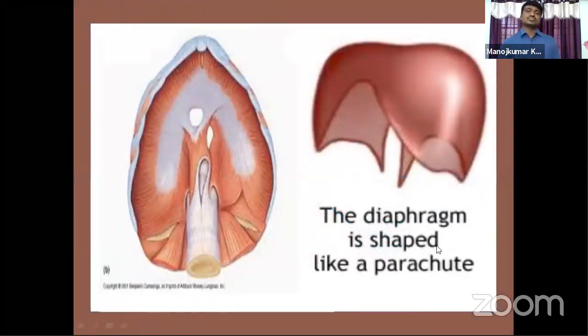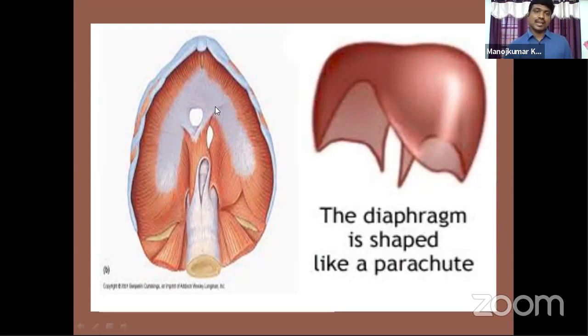Now this is another slide showing the same diaphragm. See here how parachute like the diaphragm is. This is from the lower angle, students. This is how it looks, like a parachute or dome shaped structure. It has some apertures.